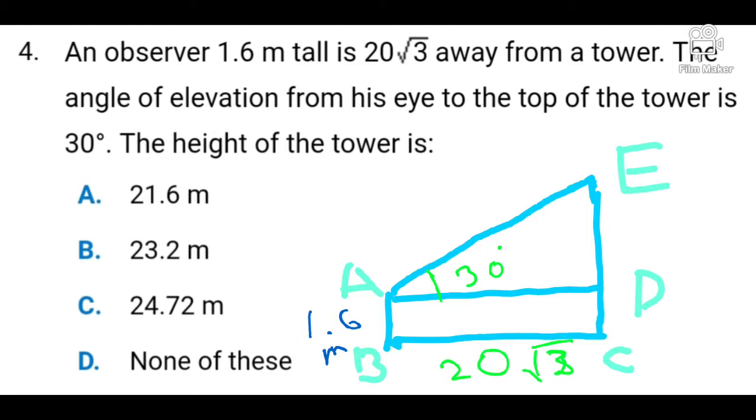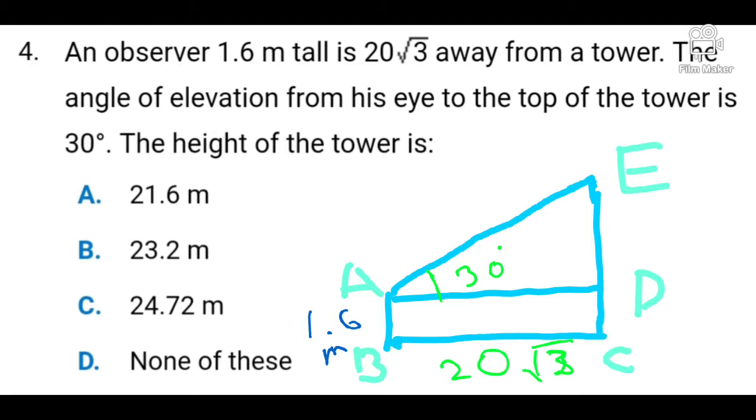It is also given that the angle of elevation from his side to the top of the tower is 30 degree. So here, considering AD as the horizontal, we get that angle EAD is equal to 30 degree. So here we'll see that triangle AED is a right angle triangle. So here we can see that ABCD is a rectangle. So therefore the value of AB is the same as the value of CD, or vice versa. So here the value of AB is given to be 1.6 meter. So the value of CD is equal to 1.6 meter.